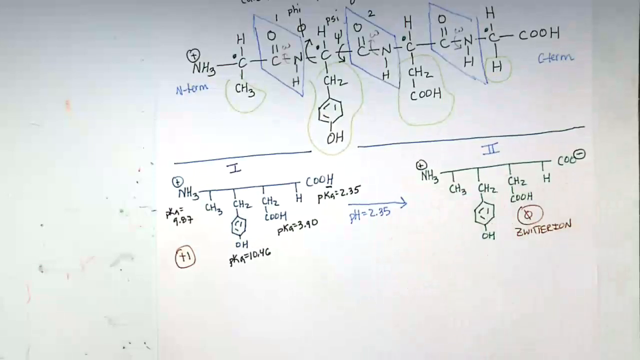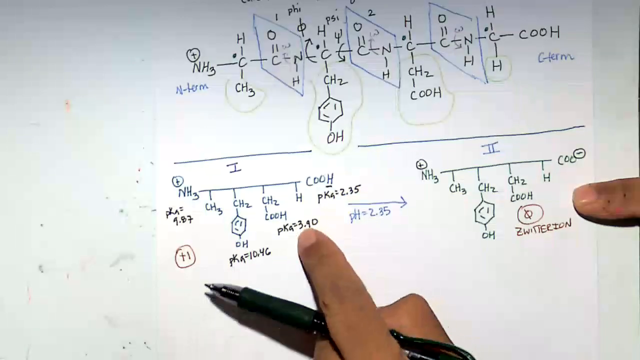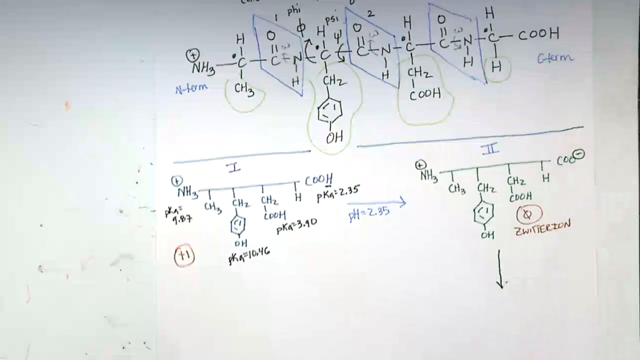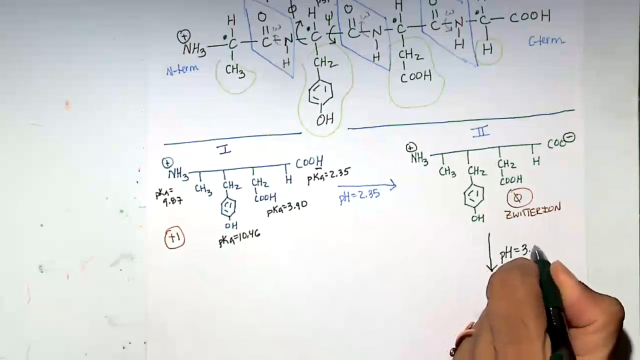All right, we're going to move on, even though we have the zwitterion. We're going to move on. What's the next one to come off? 3.90. Okay. At a pH of 3.90.